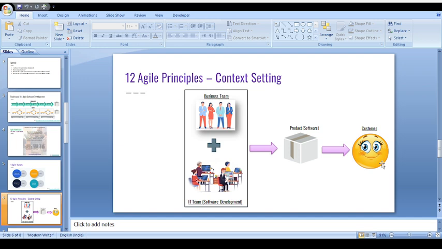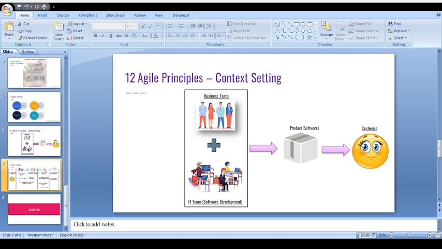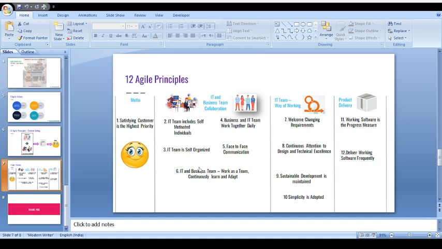So the agile software world follows this model where the business as well as the IT team work together, come up with an increment, and immediately deliver it to the customer so that they are delighted. So in this context, we will see all the 12 agile software principles. The first one is the motto of agile software development: to satisfy the customer. The first principle says satisfying the customer is the highest priority that both the development and the business team have.